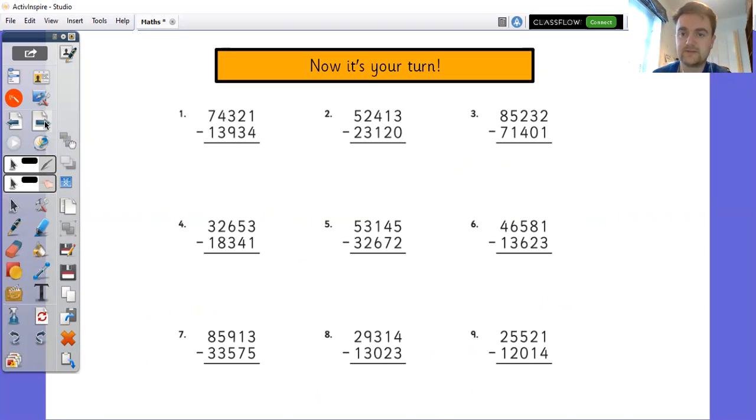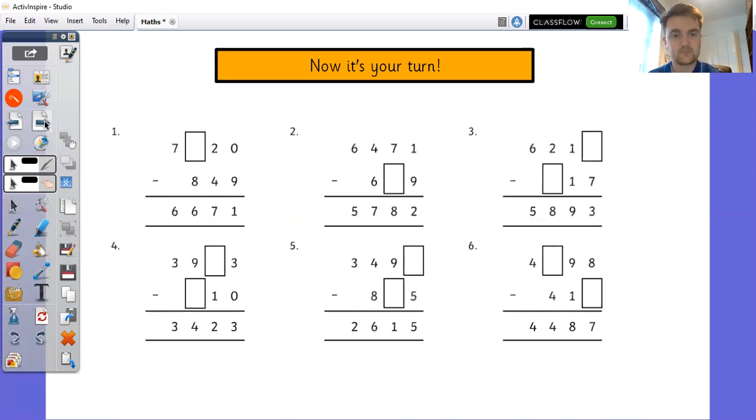They are using 5 digits, but it's still the same process. So you can work your way through them. All the answers are at the end. So pause it on here and then go to the answers afterwards. Here we've got some missing digit problems. So can you work out what missing digits would go into each box?